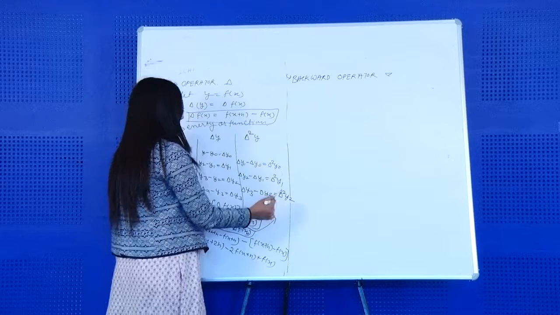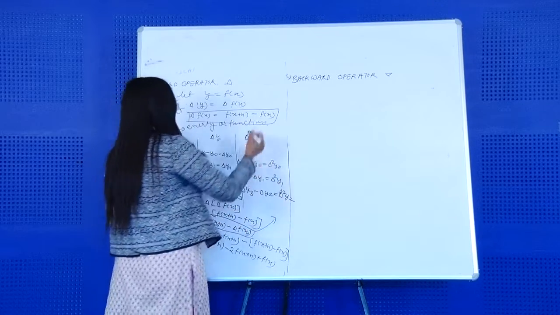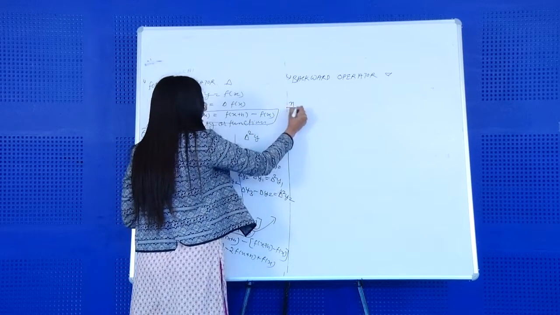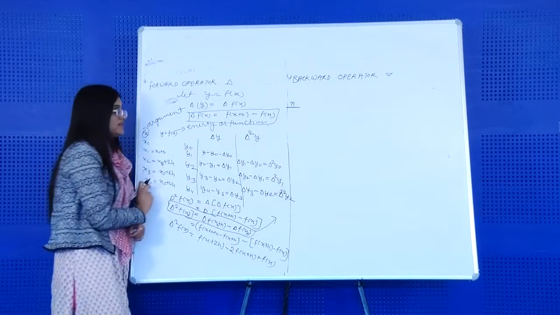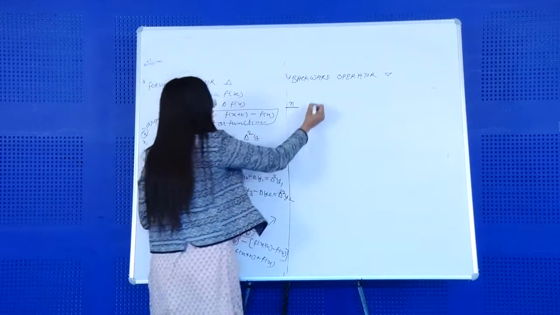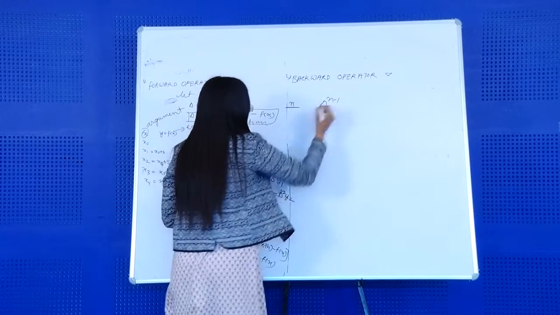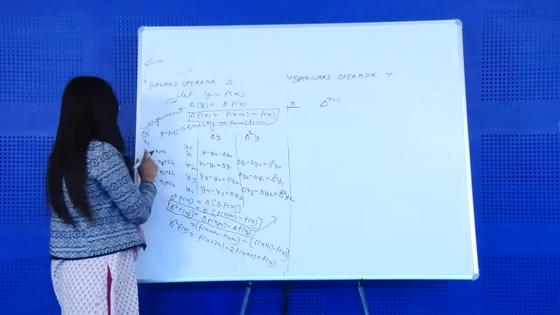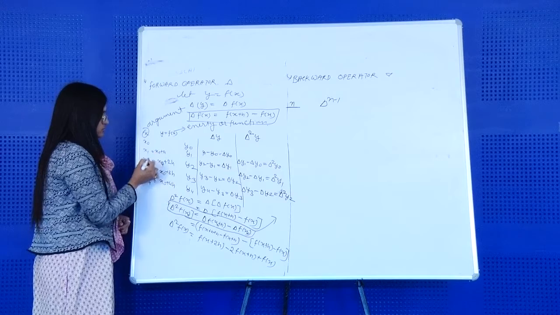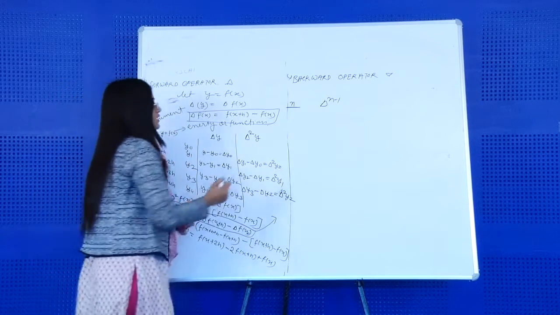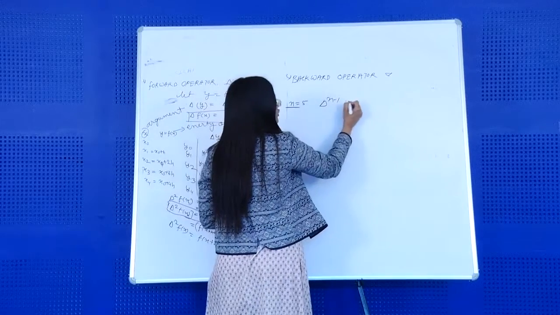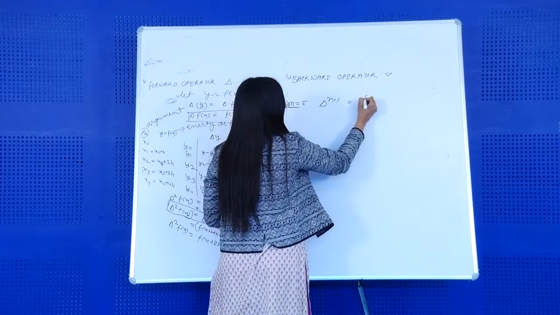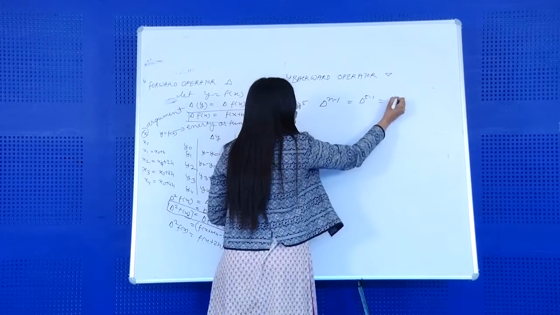And this table will terminate at, if I have n arguments, if I have n values of x, the table will terminate at delta raised to power n minus 1. So for this table, I have 1, 2, 3, 4, 5 values. So the argument value is 5, and the last column of differences is 5 minus 1, that is delta raised to power 4.